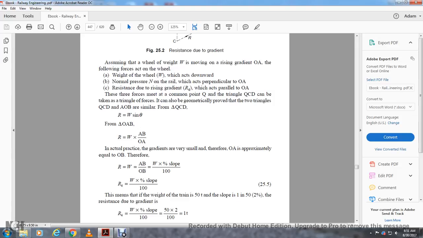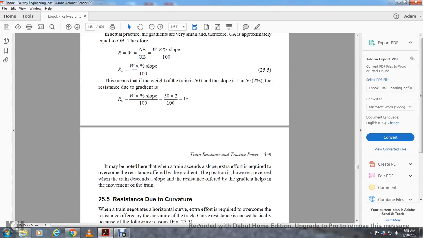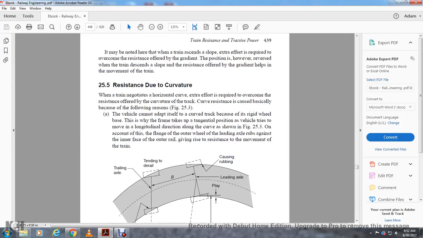For example, a train of weight 50 tons on a slope with a gradient of 1 in 50, that is 2 percent: R is equal to W times the percent of the slope over 100, equal to 50 times 2 over 100, equal to 1 ton. It may be noted that for trains ascending the slope, extra effort is required to overcome the resistance offered by the gradient. However, for a train descending the slope, the resistance offered by the gradient helps the movement of the train.